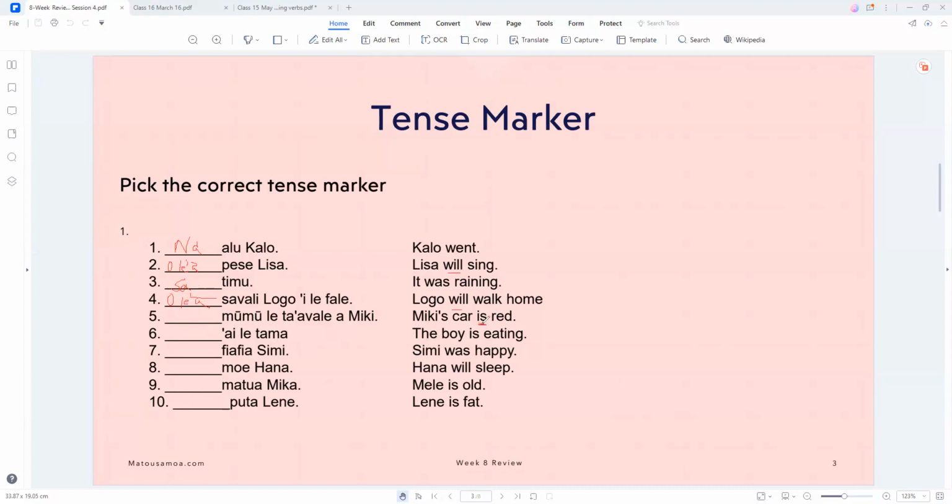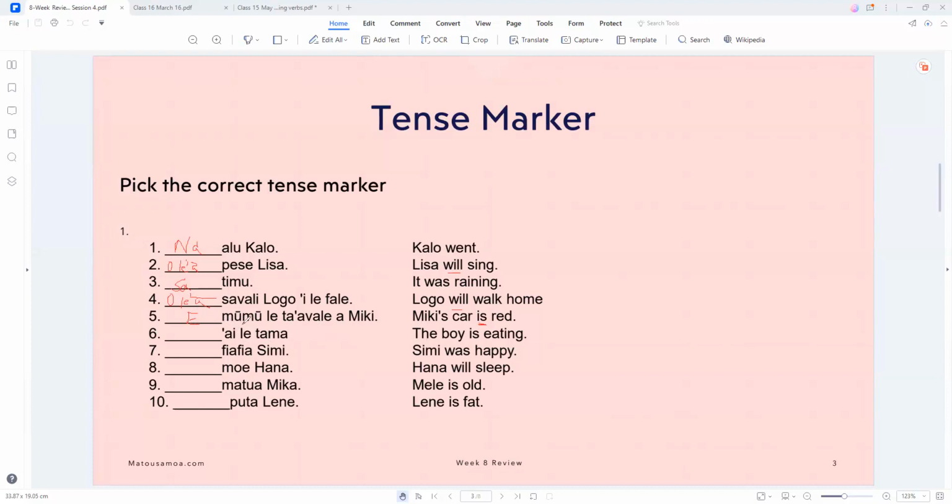It's gonna be a, is, and so it's like right now, presently. It's gonna be e mumu le ta'avale a Mickey. E mumu le ta'avale a Mickey. So is red the car of Mickey?